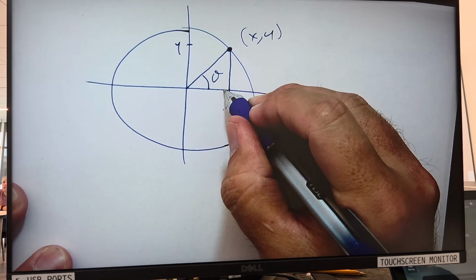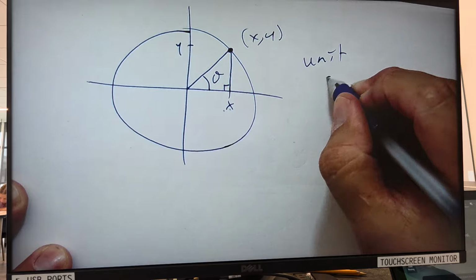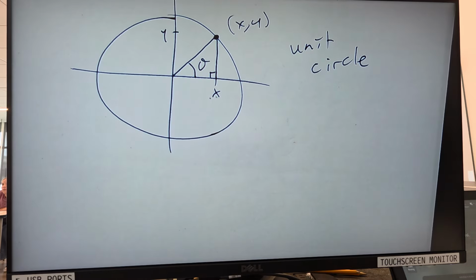If this is a unit circle, does anyone know what that means? What does unit mean? If I said I have a unit of something, how many do I have? One. So we call it a unit circle because unit references the number 1. So this would be a circle with radius 1. Is everybody with me?